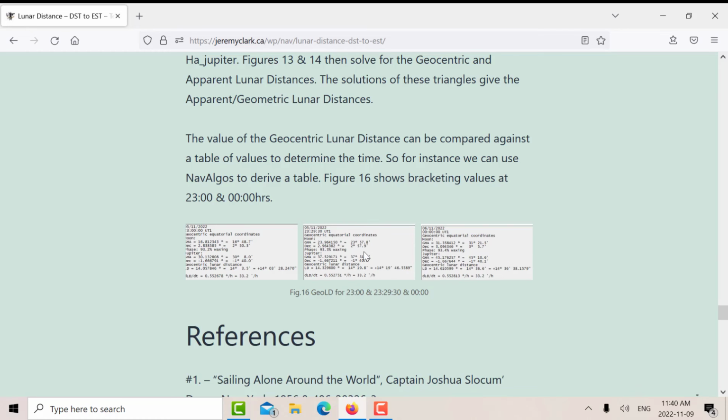As I mentioned before, we can use navigational algorithms to plot a table of lunar distances. What I've got here is the lunar distance. It turns out to be the same value as I calculated, a geocentric one, but you can bracket them. That's the lunar distance at, let's say, 2300 UTC, and that's 00 UTC. So what you could do is interpolate between this hour and that hour and figure out where you are. So that's how you can match your calculated geocentric lunar distance and get your time. So that's basically the method.